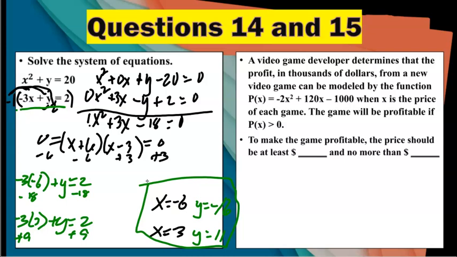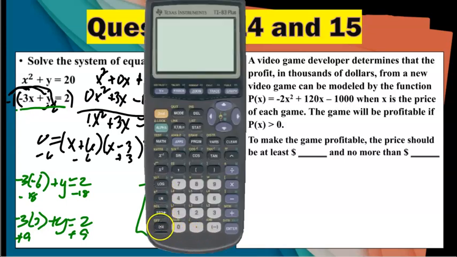And our last one, a video game developer determines that the profit in thousands of dollars from a new video game can be modeled by the function p of x equaling -2x squared plus 120x minus 1,000 when x is the price of each game. The game will be profitable if p of x is greater than 0. So we need to find out what would the price be of each game so that they can make a profit. The quickest way of doing this is use our graphing calculator.